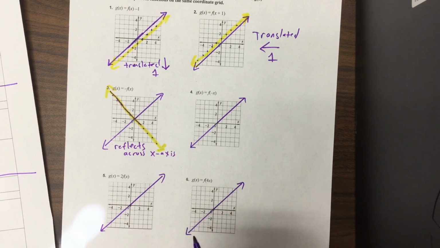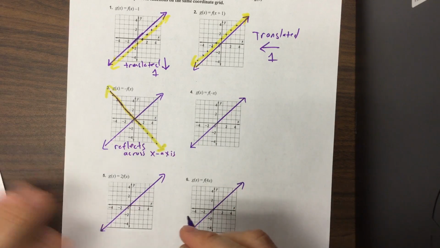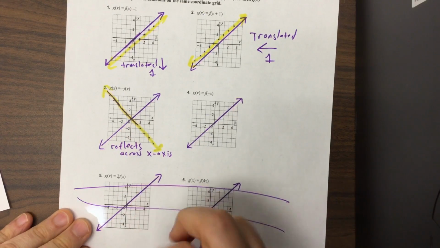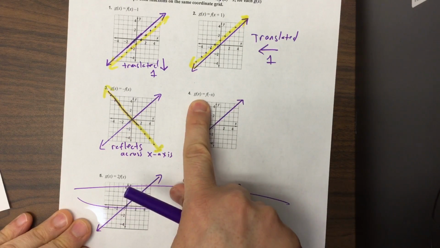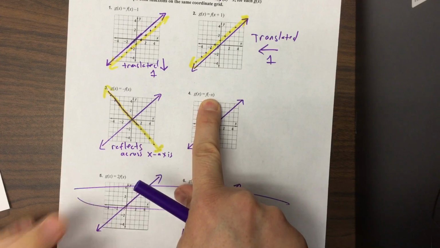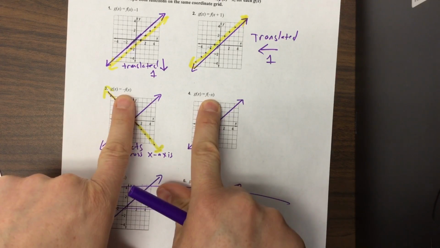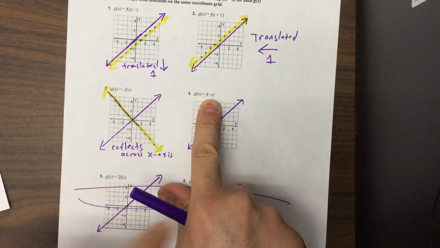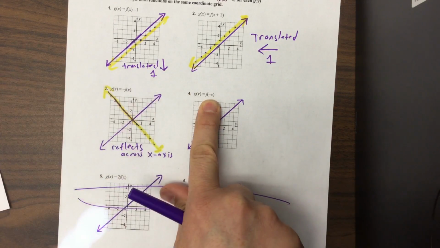Okay, number 4. And the good news is number 5 and 6 we're leaving off. We're not going to do those right now. Number 4, g of x is equal to f of negative x. Notice the difference between these two. The one we just did, it was not inside there with the x. It was on the entire function. This one is not on the entire function. It's just on the x.